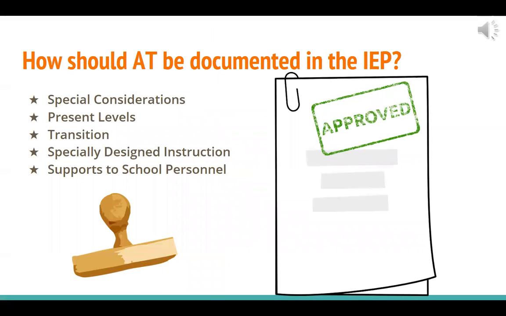In this module, we will be looking at how to document AT in an IEP so that the information is clear and the IEP is compliant. We're going to be looking at 5 sections of the IEP: the special considerations, present levels, transition, specially designed instruction, and the supports to school personnel sections to see how AT should be documented in each of these areas.